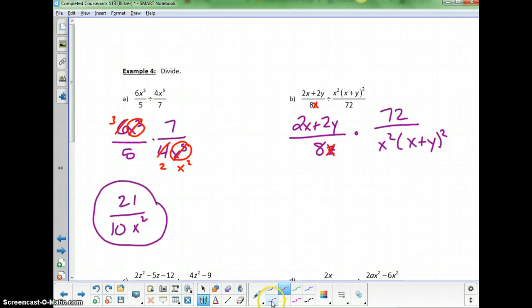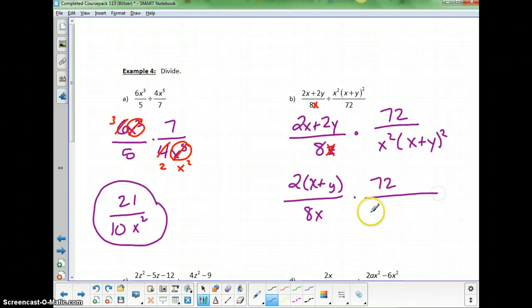Now let's go ahead and see if we can see any factors that we have in common or anything that can be factored. I notice that the top of this first one can be factored, so let's take out the 2. So that's 2(x plus y) over 8x times 72 over x squared plus, this is already factored. This is already (x plus y) squared, which means (x plus y) times (x plus y). Okay? So we can see that we have an x plus y on the top that will divide out with one of the x plus y's we had on the bottom.